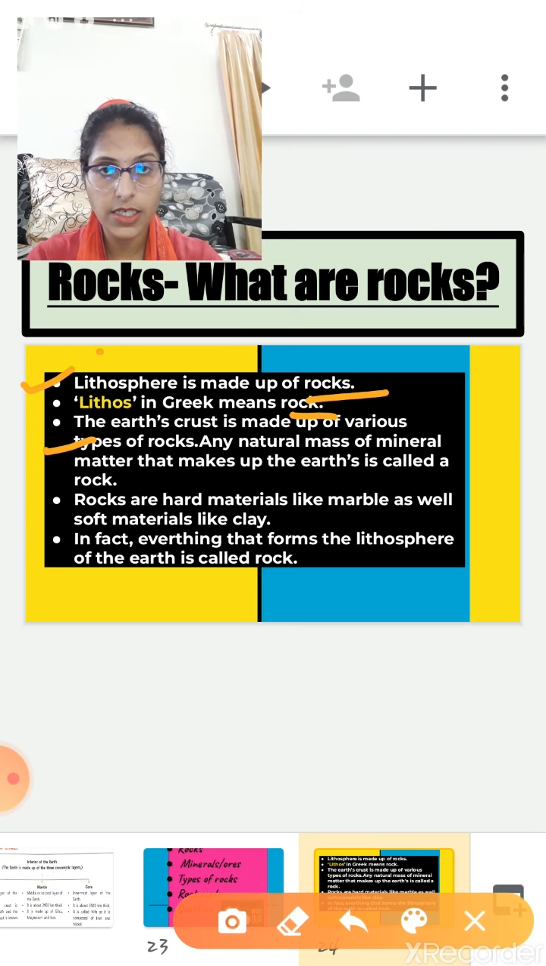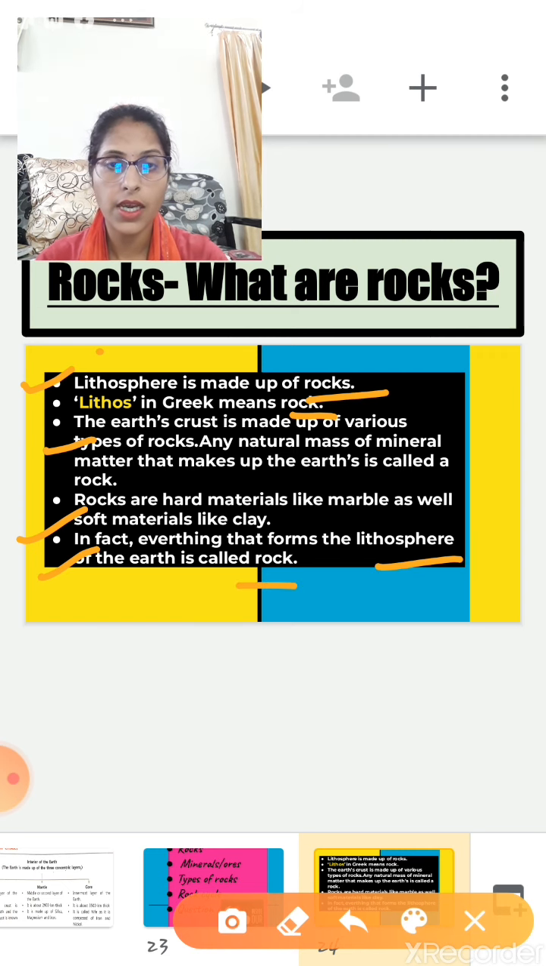Or we can say that all the solid material on the earth's crust, whether hard or soft, that makes up the earth's crust. Rocks are hard material like marble as well as soft material like clay. Basically, rocks are generally solid mass, but they also include loose materials such as sand and silt. In fact, we can say that everything that forms the lithosphere of the earth is called rock.